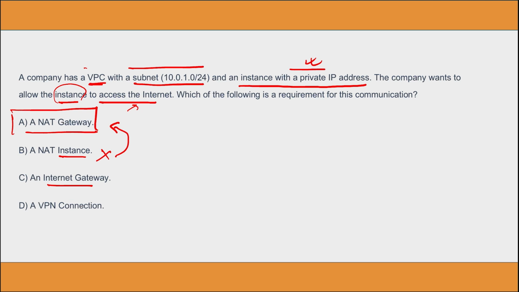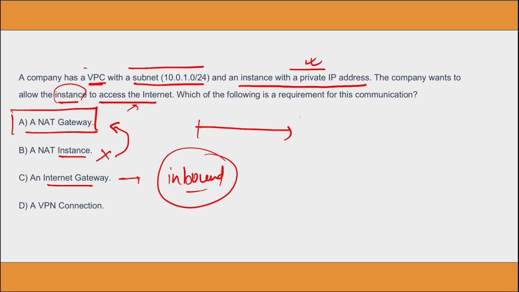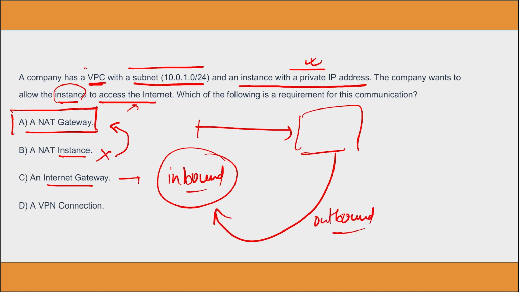Take a note of this, because the question asked is that this instance wants to access the internet, so the traffic will be going outside because we want to access something outside. The internet gateway is used for inbound traffic, that is, the internet sending data inside this VPC. Here we are accessing from inside to outside, that is outbound. So for outbound we will be requiring a NAT gateway, but if it is asked for inbound traffic, then we will be requiring an internet gateway. And a VPN connection is not required as it is not for internet access, right? It is just for changing your IP address and location.